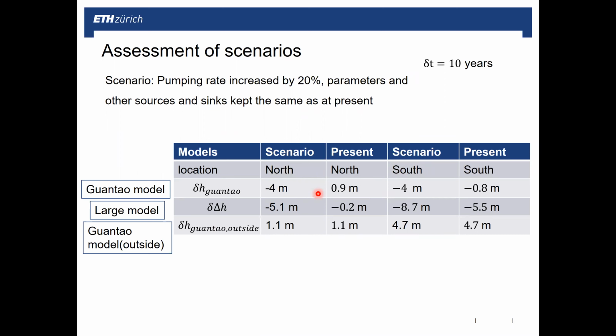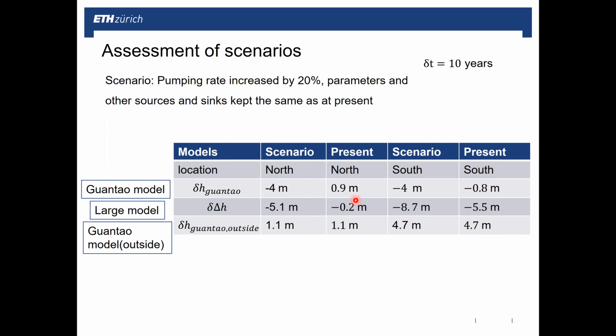Of course, when the pumping rate is decreased, it doesn't matter whether it is the Guantao model or the large model, you could say that the groundwater decreasing rate is reduced. If you look at the north point, the groundwater level change is about 4 meters, and then it decreases to positive 1 meter. And the delta H is also decreased. And this is the same for the point in the south. But this is not the point we want to stress.